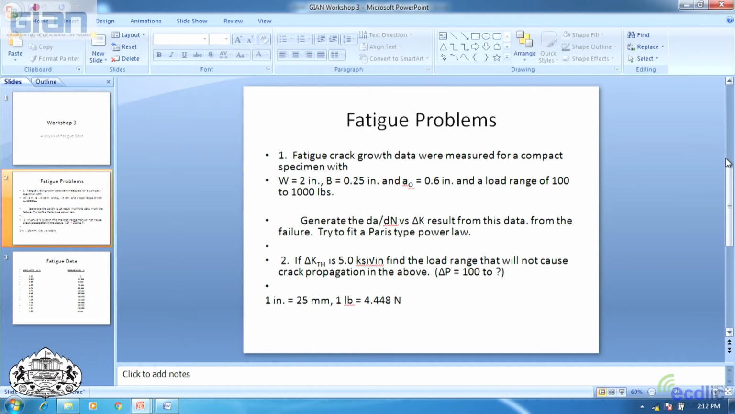The second problem was this: if the threshold is 5, what load range would you have to stay below to not cause crack propagation? So you want to be below the threshold in terms of delta K. And so I did it just at the limit and said that then my load is going to go from 100 to some unknown value at the top.